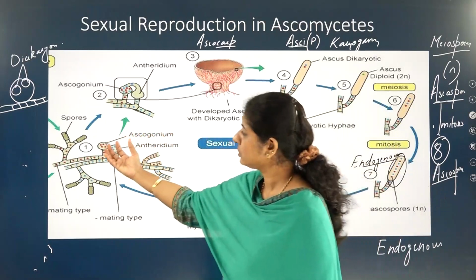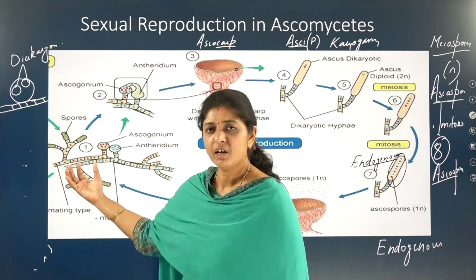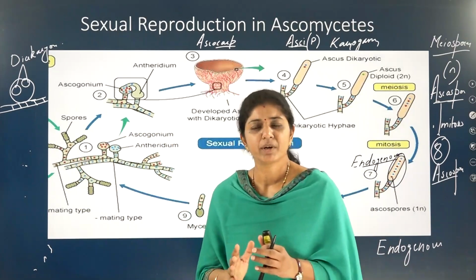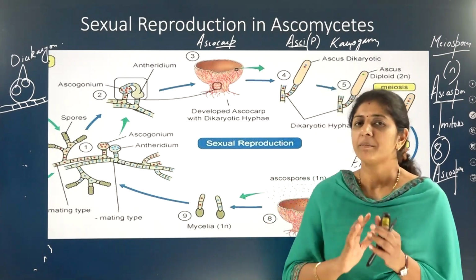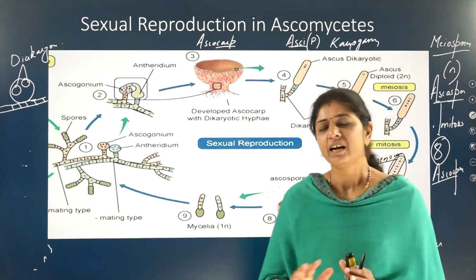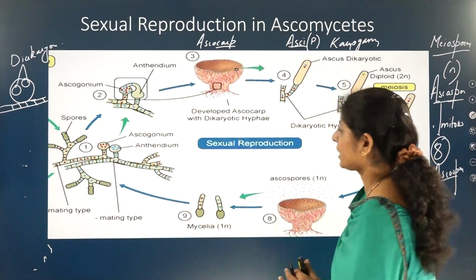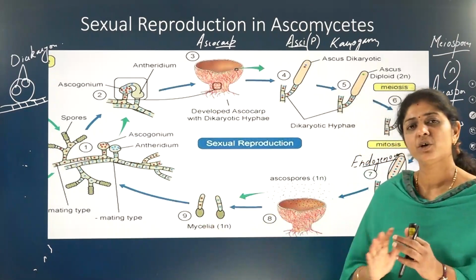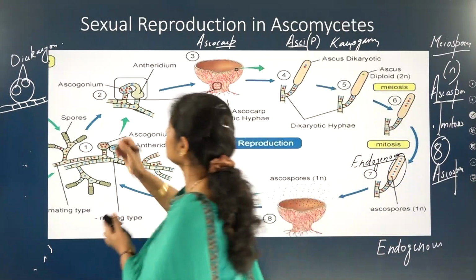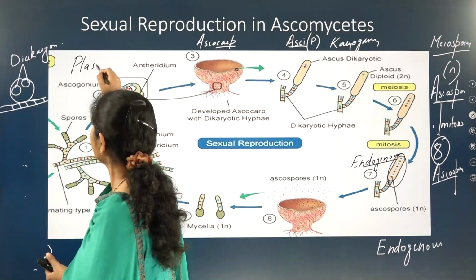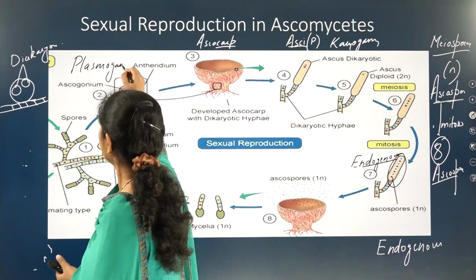Again giving rise to this mating type, right? Don't go after that positive, negative much. Just remember in your mind, in ascomycetes, they are forming sex organs, right? And again, the cycle will start like this. This is happening in the case of ascomycetes. There is plasmogamy. This step is what? Plasmogamy. Are you getting that?